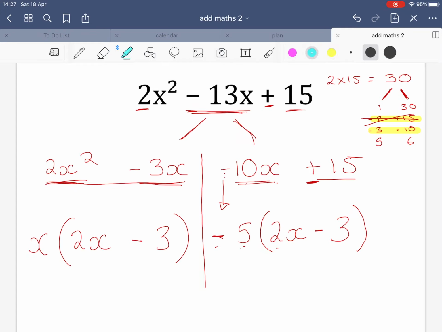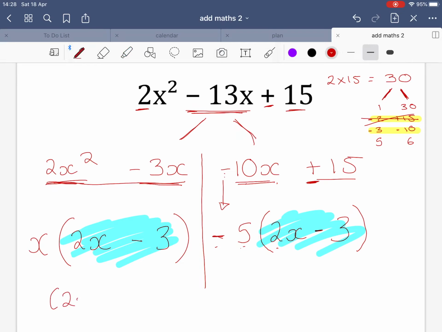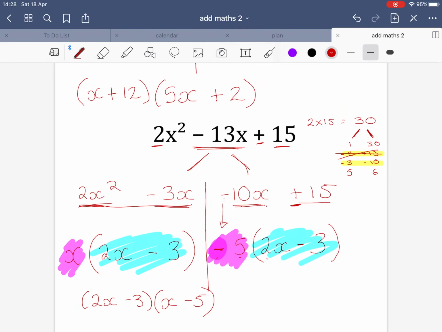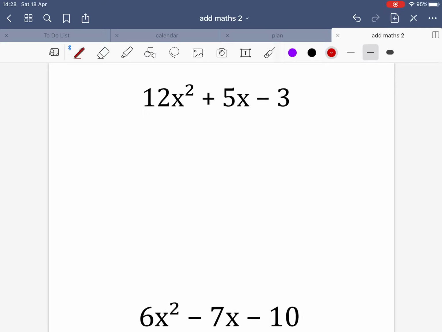And then you can see that both of our brackets are the same. So one answer is 2x minus 3, and the other answer, don't forget, is the things left outside of your brackets. This is why I bring this down, because then you'll know whether it's a plus or a minus. So you've got x minus 5 in the other bracket. Okay, I'm going to do 2 more.